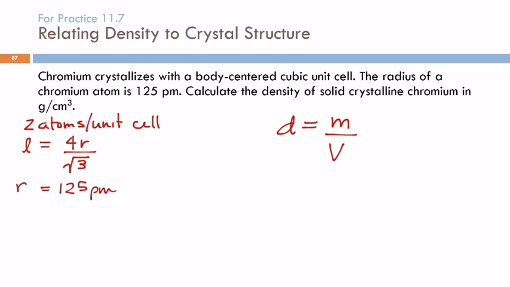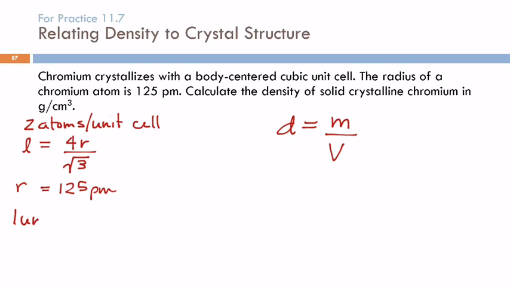Density is a property that does not depend on how much stuff you have. The density is constant, whether you have a little bit or a lot. So what we're going to do is just choose an amount. I'm going to choose 1 unit cell, because I think that's going to be the easiest. Can we calculate the mass of 1 unit cell? Yeah, because we know there's 2 atoms in the unit cell. Do we know how much the atoms weigh? Yeah, that's on the periodic table. So let's figure that out.